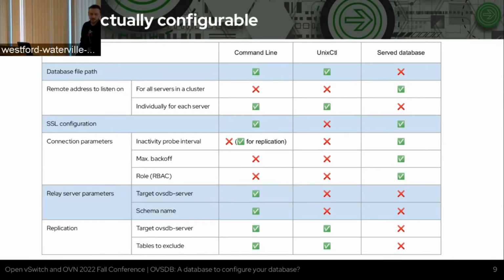And for example, if you are configuring the served database through the served database, you can configure remotes and connection parameters, but if it is a clustered database, all of the cluster members will have exactly the same configuration. So you cannot actually make them listen on different addresses or have different inactivity probes or role-based control. Not sure why you want that, but at least IP addresses is a major thing here. You cannot use different ones.